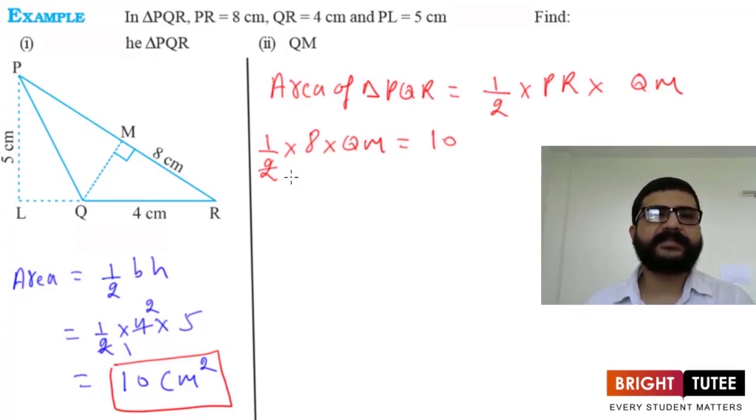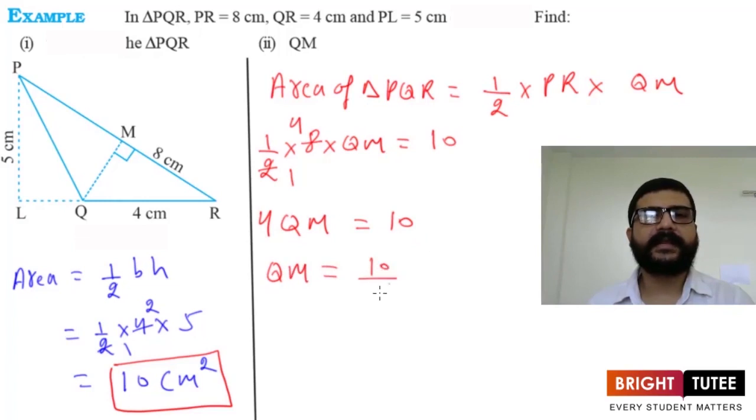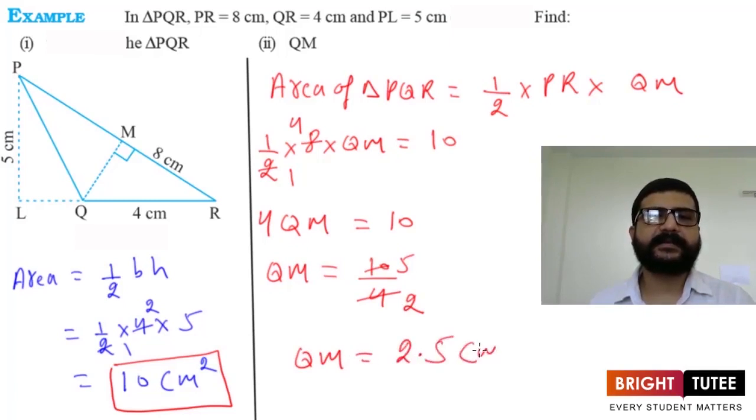So now we can simplify this. 2 ones are 2. 2 into 4 will give us 8. Now we are having 4 QM, or QM into 4 is equal to 10. Now what we can do, we can transpose this 4 on the right side of the equation. So this will give us QM is equal to 10 upon 4. Now we can simplify this. 2 2s are 4, 2 5s are 10. Now 5 upon 2 means 2.5. So therefore we are getting QM is equal to 2.5 centimeters.